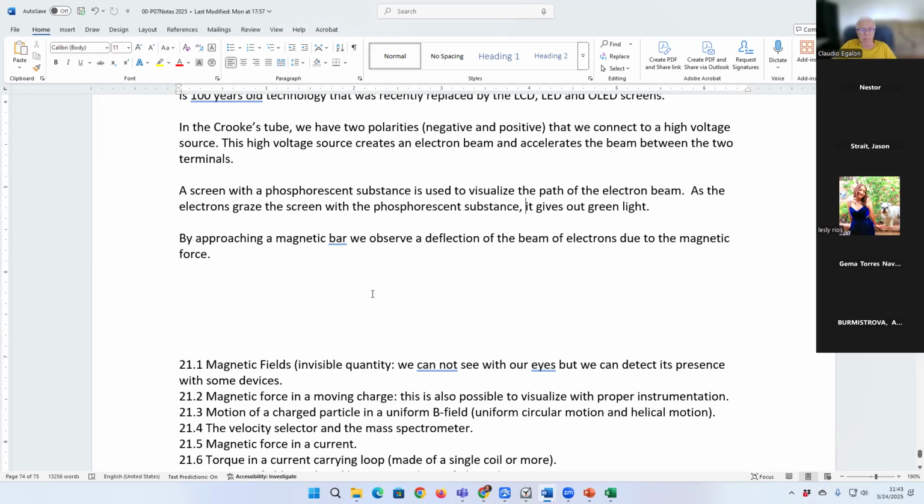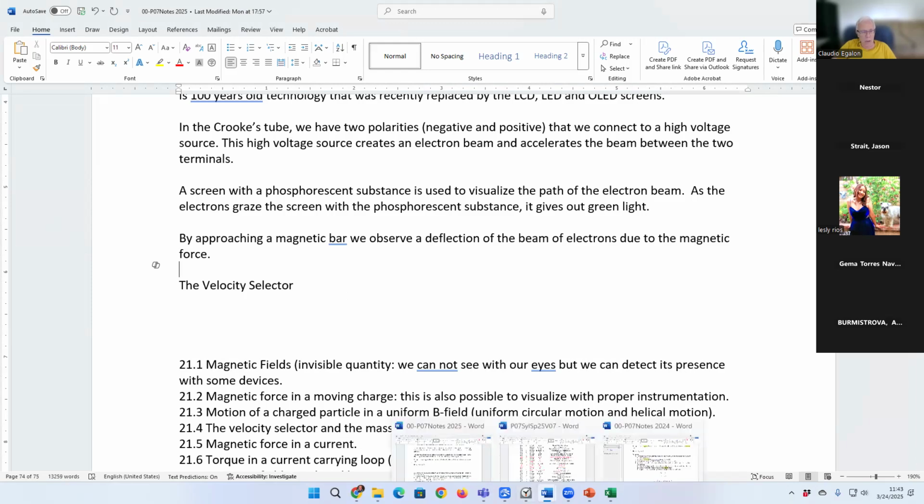By approaching a magnetic bar, we observe a deflection of the beam of electrons due to the magnetic force. And now we can start talking about some important devices that we have out there. One of them is the velocity selector. This device is used in research. People launch velocity selectors in space to measure the velocity of certain charged particles that we find in space.